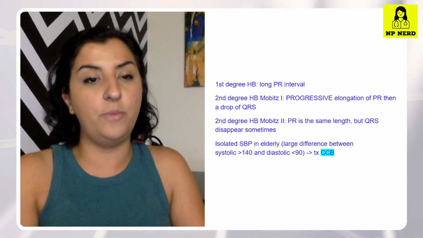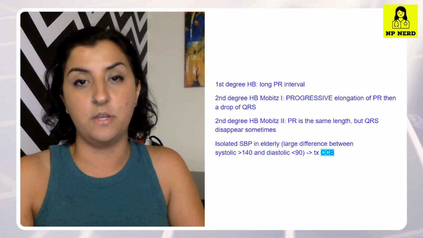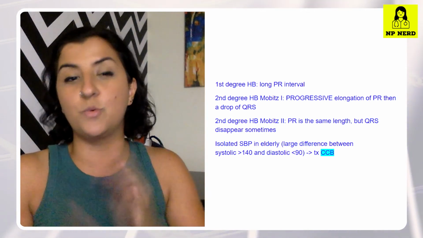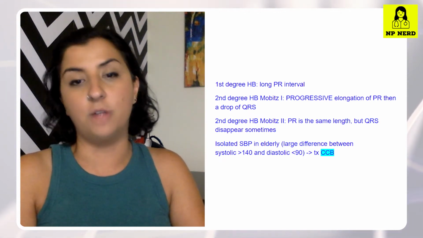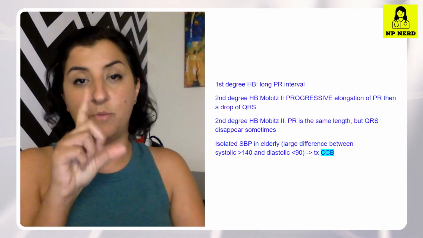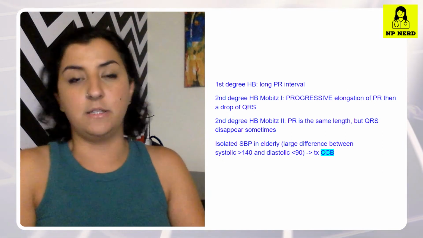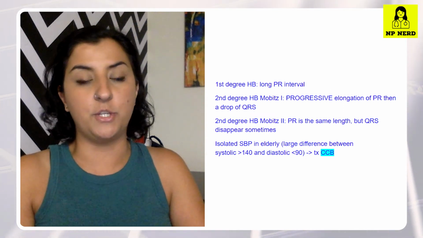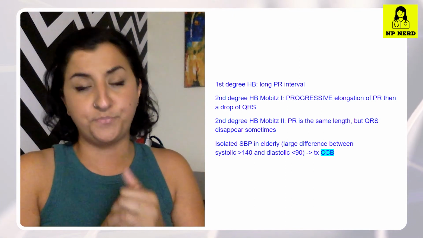And then here we have a little bit of heart blocks. The first degree is just long PR intervals, okay? Remember that. The second degree, remember your Mobitz 1 and Mobitz 2 from nursing school? So Mobitz 1 is progressive elongation of PR. Long, longer, drop. Long, longer, drop. That's Mobitz 1. Mobitz 2 is the same length, but QRS all of a sudden decide not to show up, okay? Your isolated systolic blood pressure in the elderly means they have a high difference between systolic and diastolic.